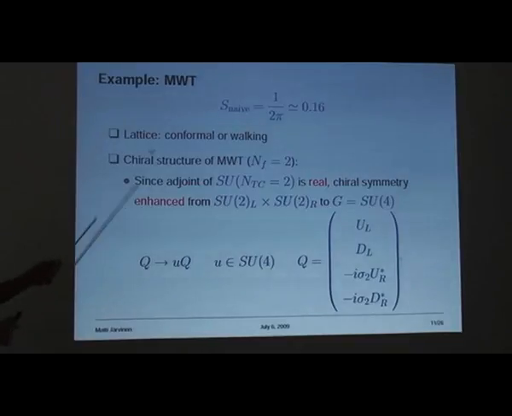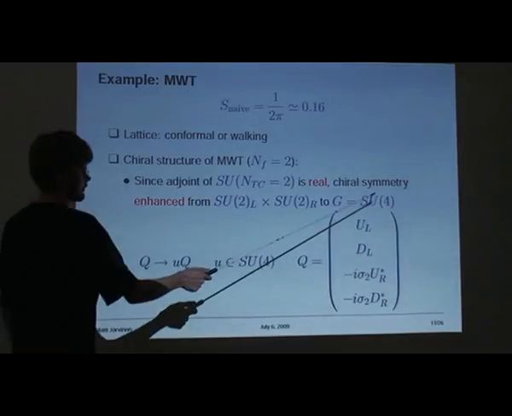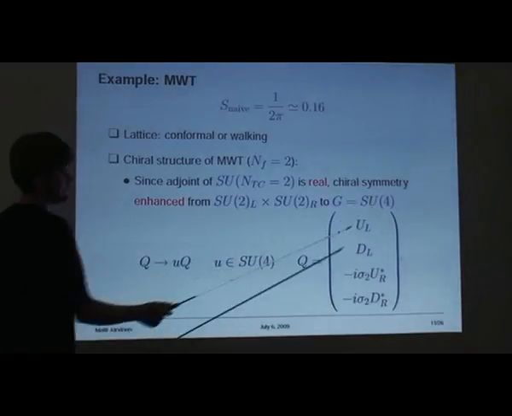But as you said, you need to couple it to the standard model and maybe to something else, and then you can know what the result is. Okay, so the chiral symmetry group in this case is actually SU(4).